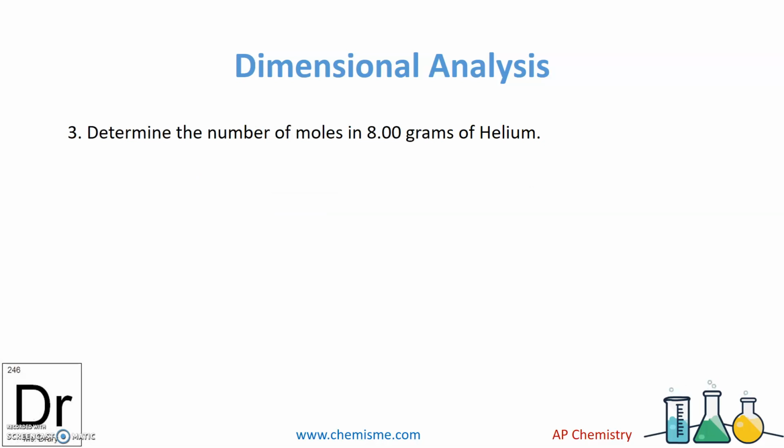We're going to go backwards this time. We're going to figure out how many moles there are in 8 grams of helium, because that will take us to how many particles there are in the future. So if I have 8 grams, I'm going to place that over 1. We're going to multiply by a new fraction.